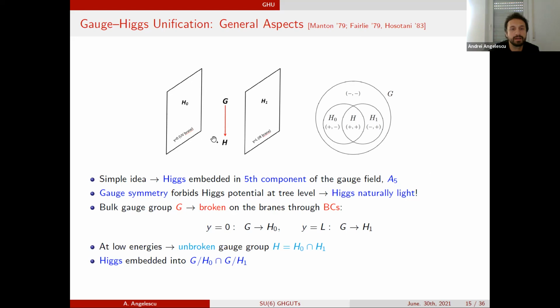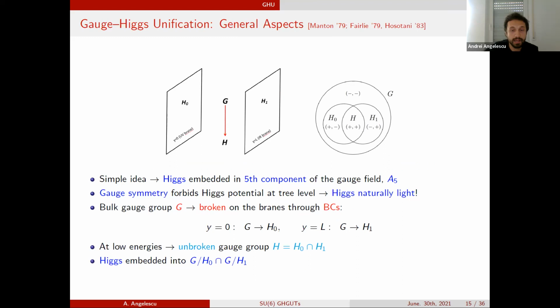If you remember, I mentioned earlier that if you have minus-minus boundary conditions for the gauge field A_mu, then you get a massless scalar mode. So that's the idea here: the Higgs is going to be embedded in this intersection of cosets, G over H0 and G over H1. And what survives at low energy is the intersection of the two symmetry groups on the branes.